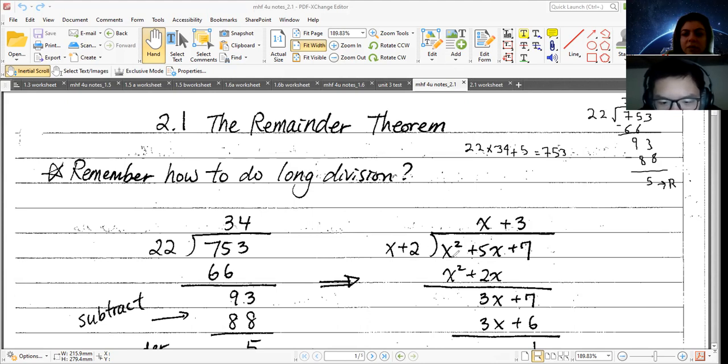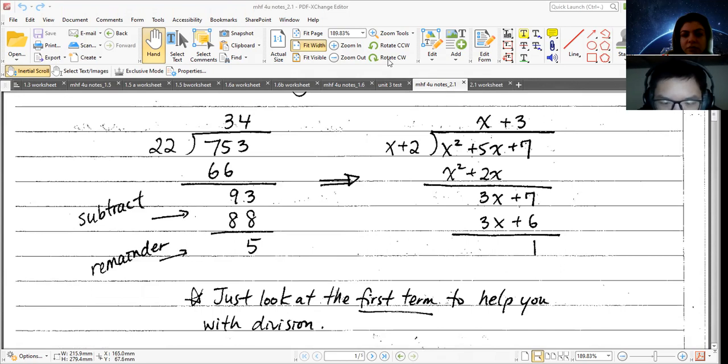So now I'm gonna divide a polynomial by another polynomial. So it would be the same way. I want you to carefully pay attention. I'm gonna write that again and explain it. See, here is x plus 2, and I have x power 2 plus 5x plus 7.